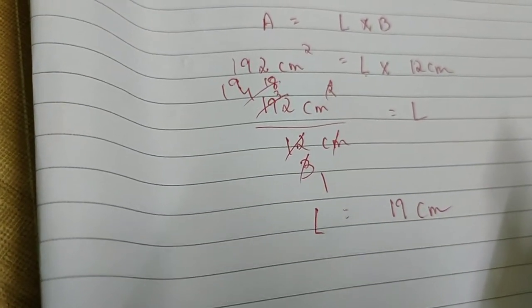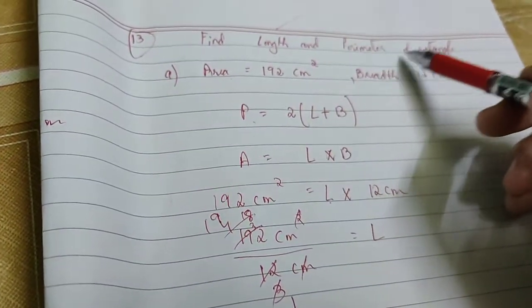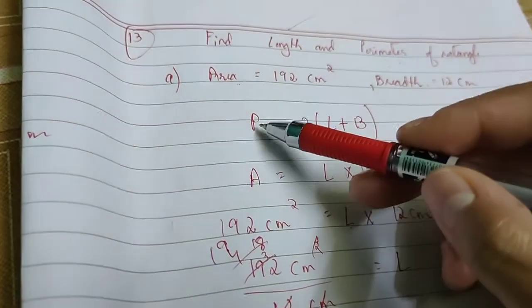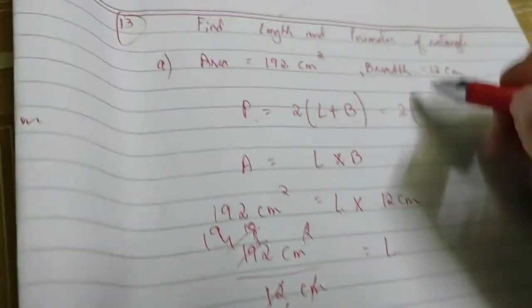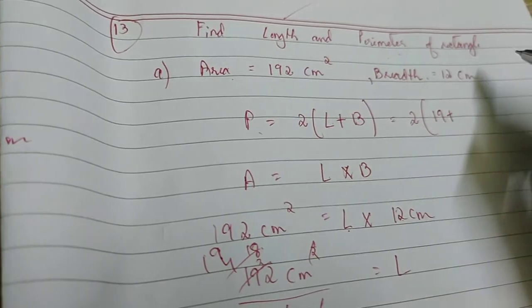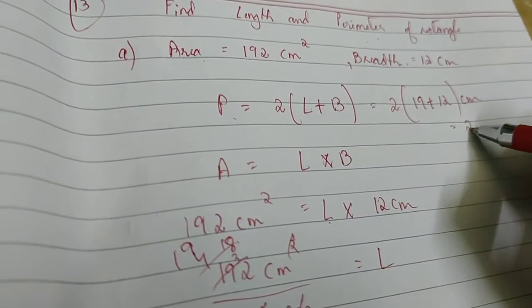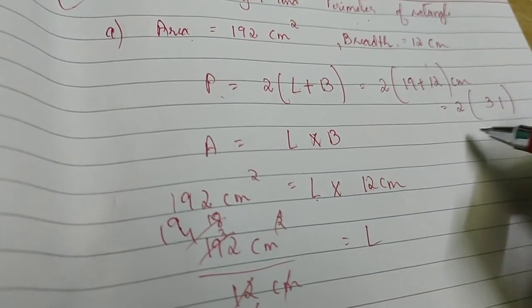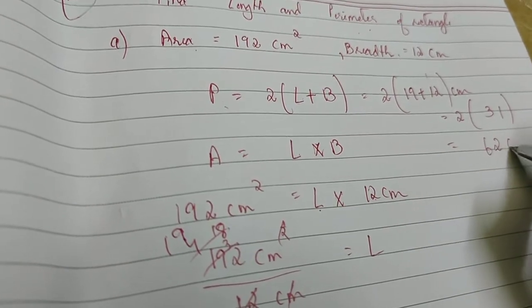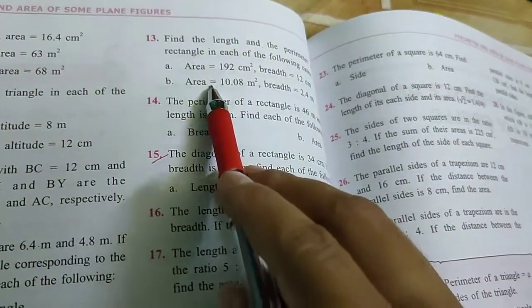Now what I needed to find was the length, and I have found it. Next is the perimeter of the rectangle. See, the perimeter formula is this: 2 into (length, which you have got, 19, plus breadth 12) centimeters. So 2 into 31, 62 centimeter is my perimeter. Very easy. So you can solve problem number B also.